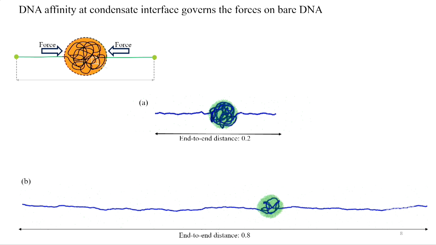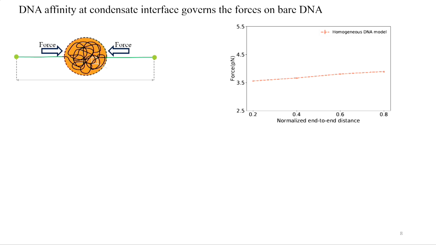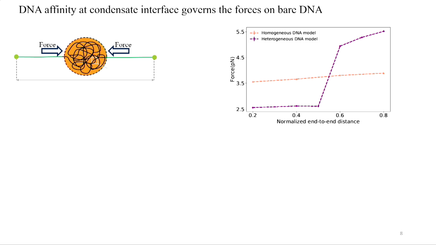And we calculate the force which is exerted on this bare DNA. So what we found out is that for a homogeneous DNA which has equal affinity for the proteins all over, we don't see much increase in the forces. But next we look at the heterogeneous DNA, which is shown in purple here. For lower end-to-end distance, it has lower force, but suddenly the forces increase.